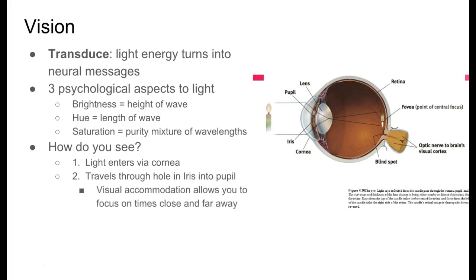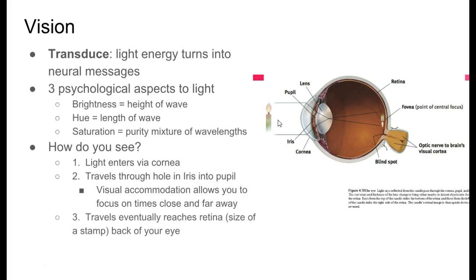The ability to focus on items close and far away is called visual accommodation, and that's actually going to happen in this part right here with the lens. Your lens can flex and move, which allows you to see things close and far. If you need glasses, you are adding an additional lens on top, or even a contact lens, because this lens isn't functioning properly. So you're using a faux lens or a fake lens.